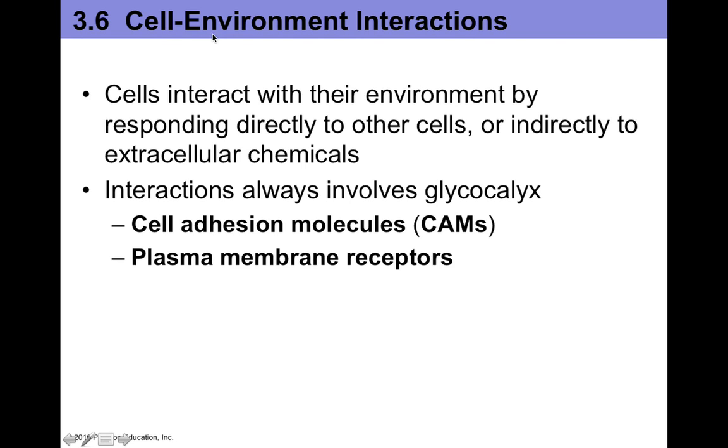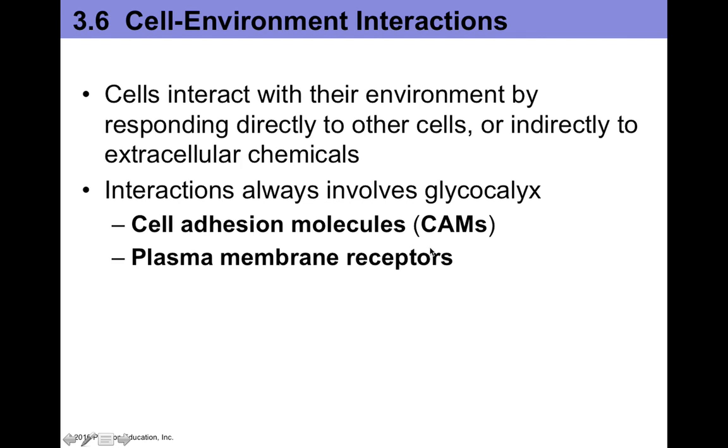Okay, in this video we're going to talk about cell-environment interactions. Now, cells can interact with their environment by responding either directly to other cells through contact or indirectly through extracellular chemical signaling molecules. Now, these interactions between cells always involve this glycocalyx, and the glycocalyx is essentially proteins that protrude out of the extracellular side of the plasma membrane.